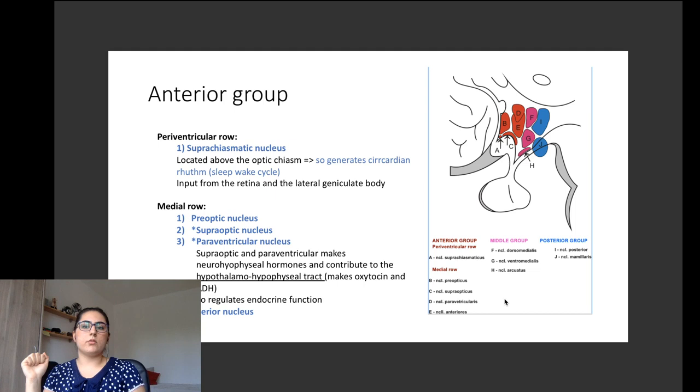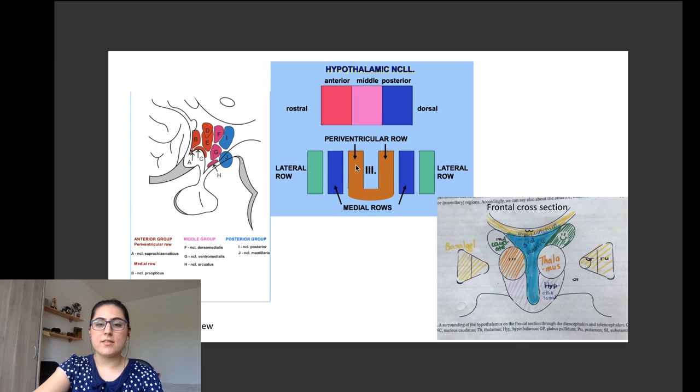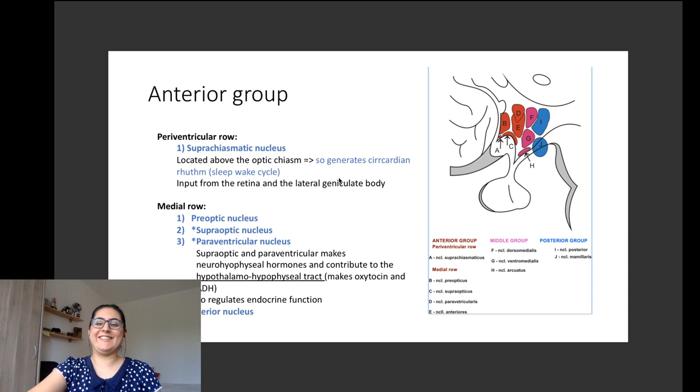My anterior group is going to be divided into, so I'm going to talk about the anterior group, and these anterior group nuclei are periventricular row and the medial row. So periventricular meaning the one more medial to the ventricle, and medial. Periventricular meaning this row over here, and the medial row is this guy over here, okay? So the anterior group nuclei are divided into this row and this row. So just, again, use your imagination.